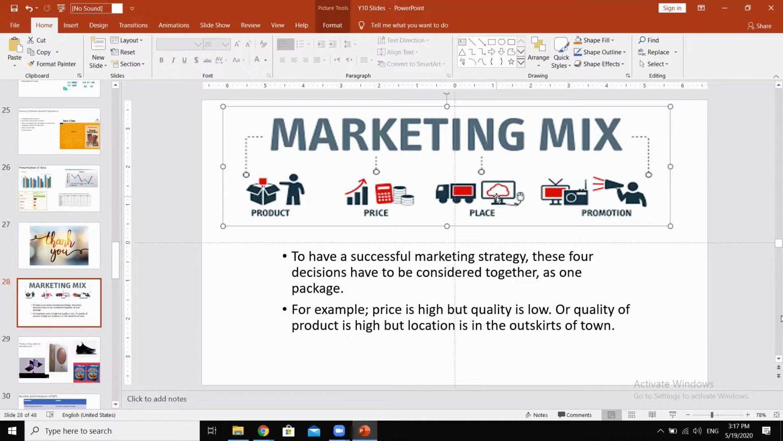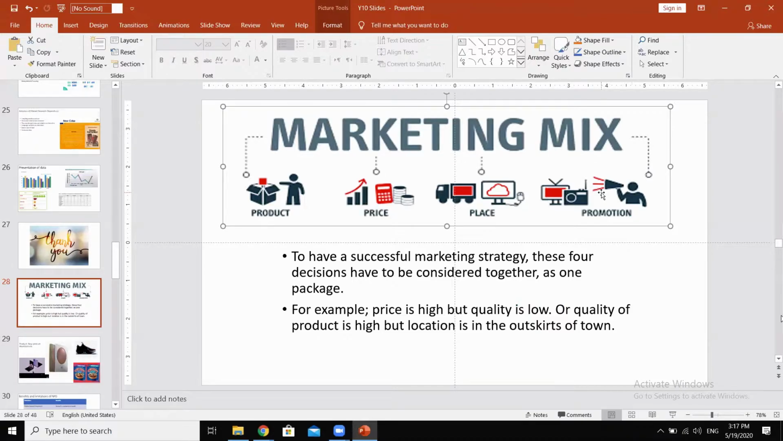So you include that mix element as well. My place is really good. My price is really high. My product is really good quality. But the promotions that I do, the advertisements that I do, they're really crappy. The TV channels that I choose are not even good. That would damage your reputation.